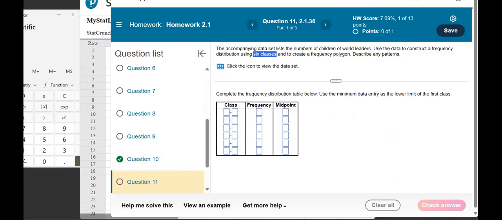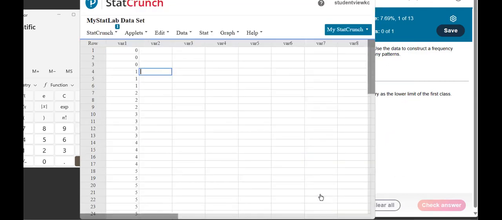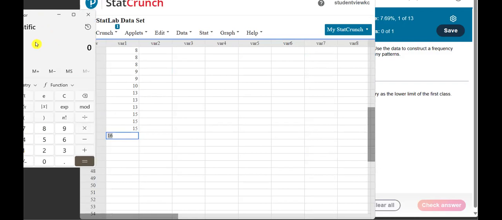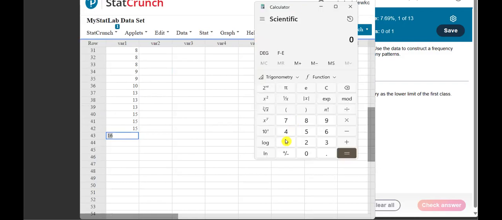So here's how we figure out what the class width is going to be. I'm going to go back to my StatCrunch. What you do is you find the largest number, in our case it's 16, and you subtract the smallest number, which is just 0. So 16 minus 0 is just going to be 16. And this is why I put it in order. It was a lot easier for me to see the biggest and smallest.